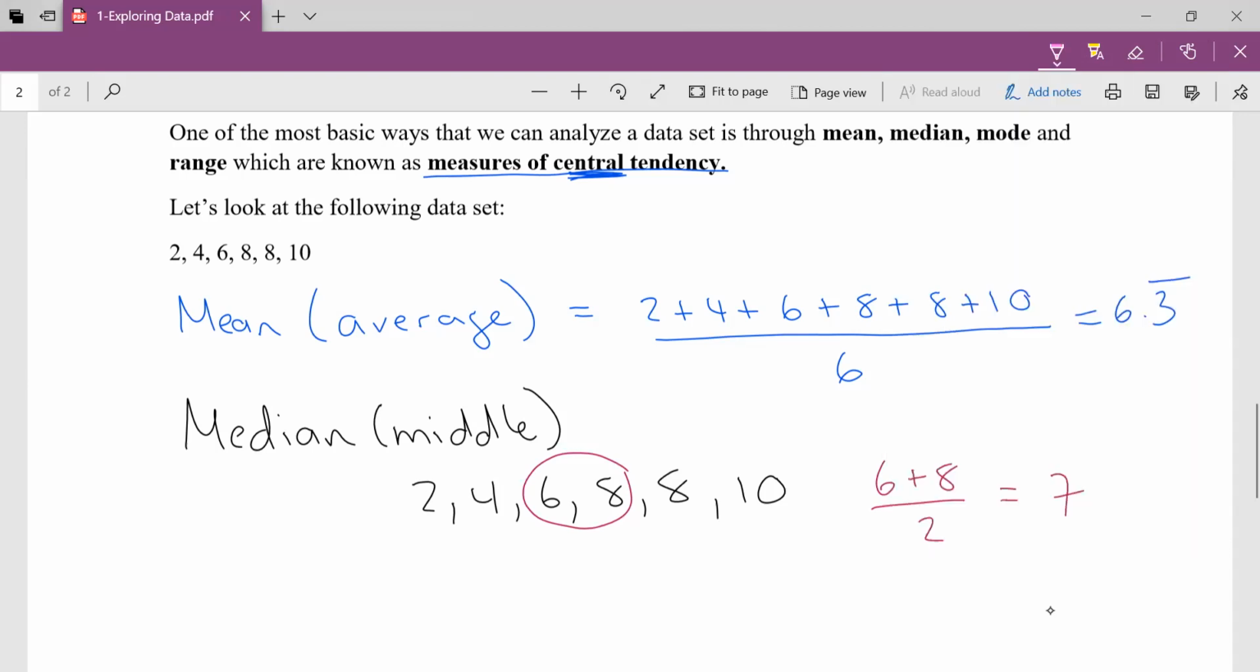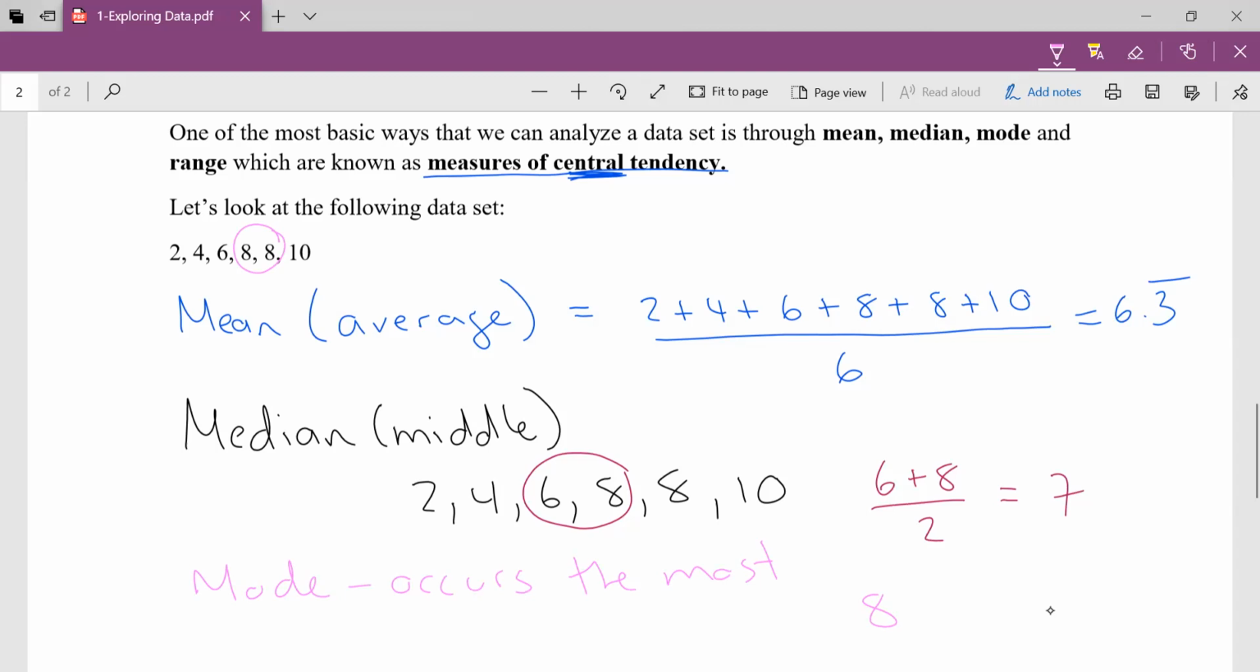Okay, mode's the easiest one, friends. Let's go hot pink for mode. Okay, so again, my mode is the number or data value that occurs most. So what do I see the most? What number occurs the most? Well, I just go and look. I see 2 8s. So that's my mode. Now, if I had, say, 2 8s and 2 10s, then I would have an 8 and a 10 as my mode.